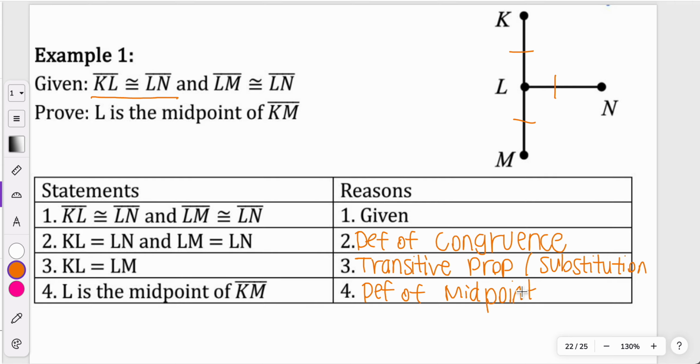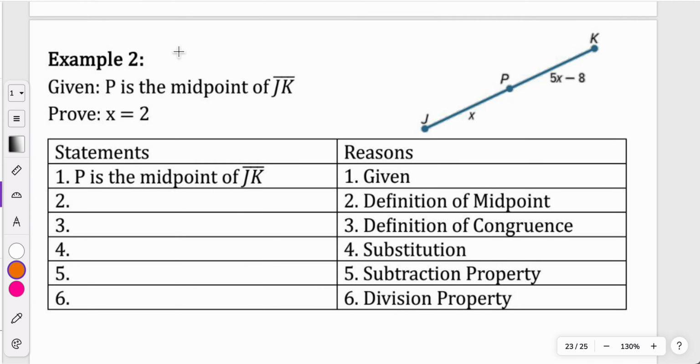So let's move on to example 2. Maybe see if you can try this one on your own. So maybe pause the video here, try it, and when you're ready to go on, click play.